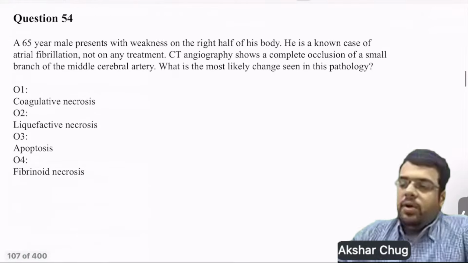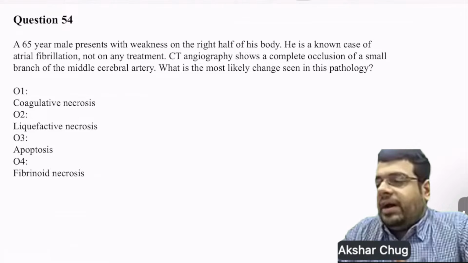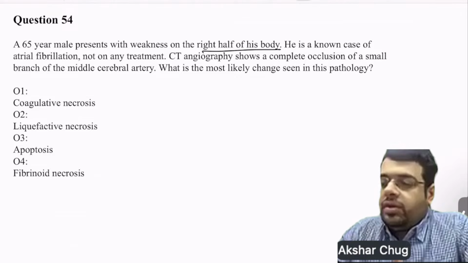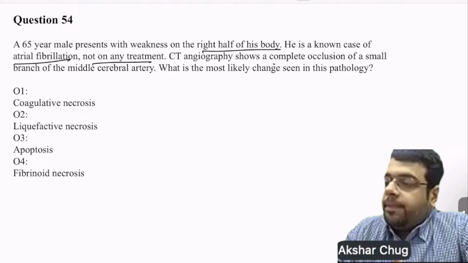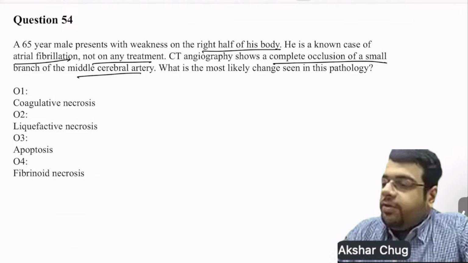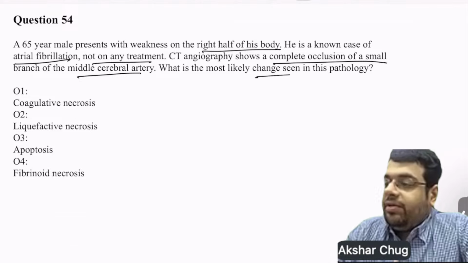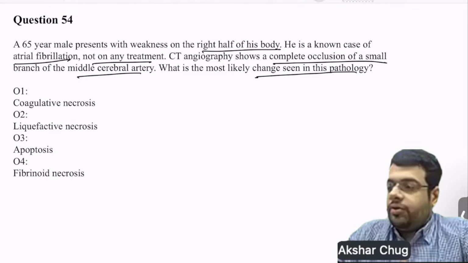Moving on to the next question, a 65-year-old male presents with weakness on the right half of his body. He is a known case of atrial fibrillation, not on any treatment. CT angio shows complete occlusion of a small branch of the middle cerebral artery. Which of the following is the likely change seen in pathology? So basically, this is a case of brain stroke, right?